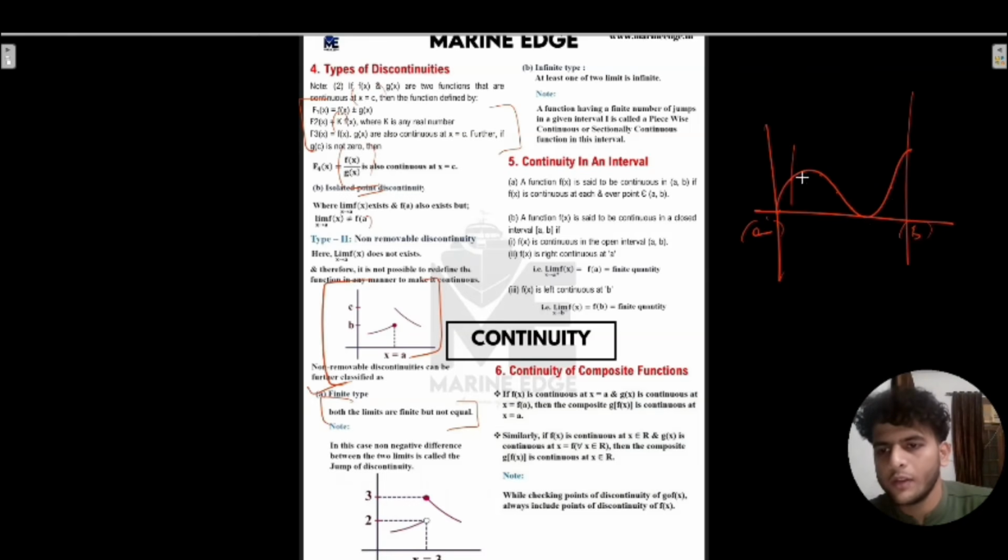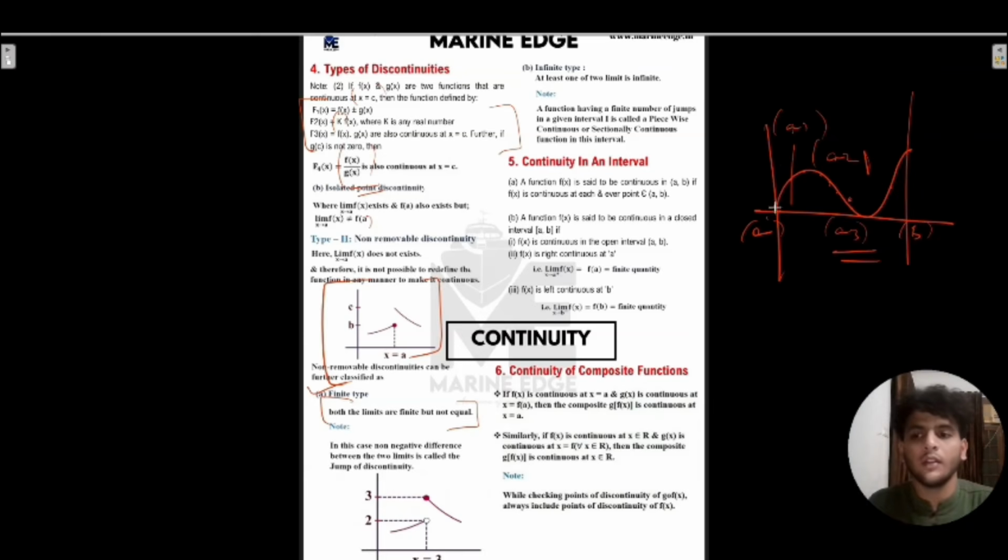Let us say I am imagining these points as a1, a2 and a3, and I can only say that this function is continuous in this interval when a1, a2 and a3 are also points of continuity for this given function in the interval (a, b). The function f(x) is said to be continuous in the closed interval [a, b] if f(x) is continuous in the open interval (a, b), if f(x) is right continuous at a and f(x) is left continuous at b.